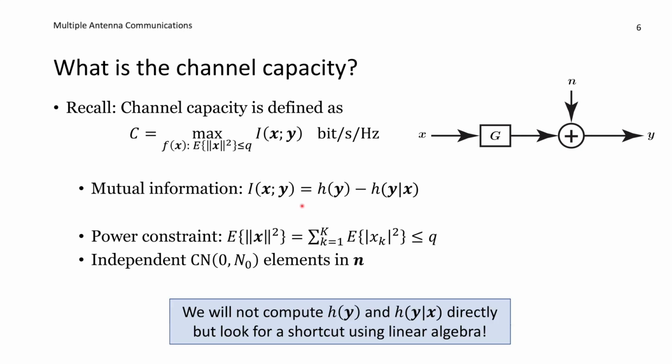We could try to compute the capacity by computing these differential entropy terms and figuring out what distribution maximizes them, but instead of doing that, we will look for a shortcut using some linear algebra and using this matrix vector relationship between the received signal and the transmitted signal. So I will first review some linear algebra results.